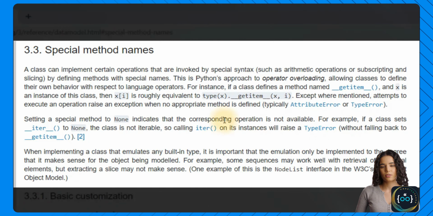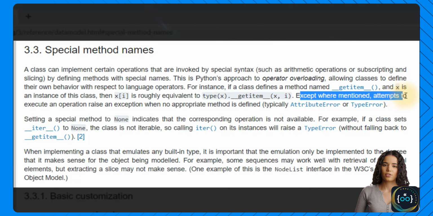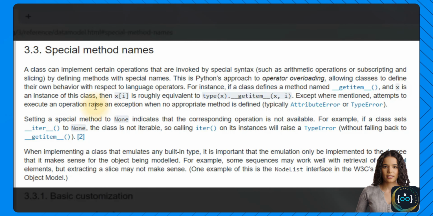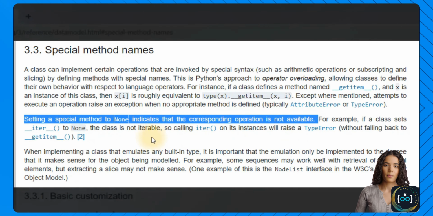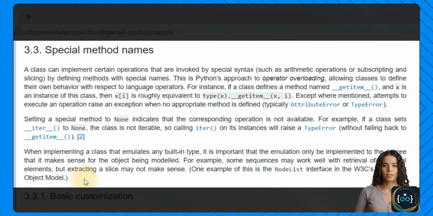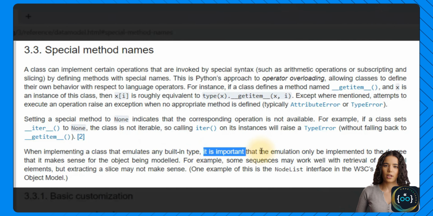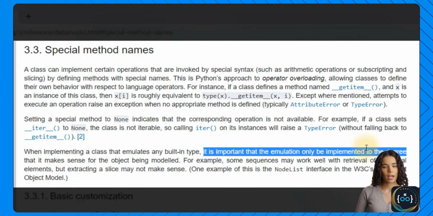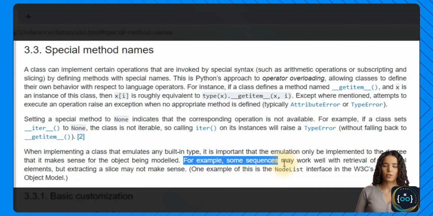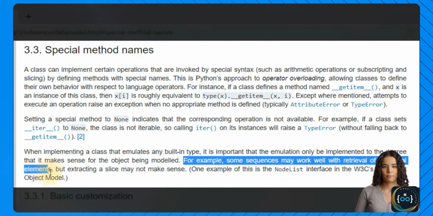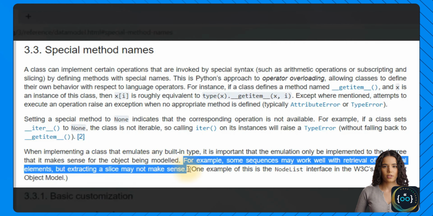Right here we can see some information about exceptions. Except where mentioned, attempts to execute an operation raise an exception when no appropriate method is defined, typically attribute error or type error. Right here we also see that setting a special method to none indicates that the corresponding operation is not available. For the last paragraph, we see a suggestion. When implementing a class that emulates a built-in type, it is important that the emulation only be implemented to the degree that it makes sense for the object that is being modeled. For example, some sequences may work well with retrieval of individual elements, but extracting a slice may not make sense.